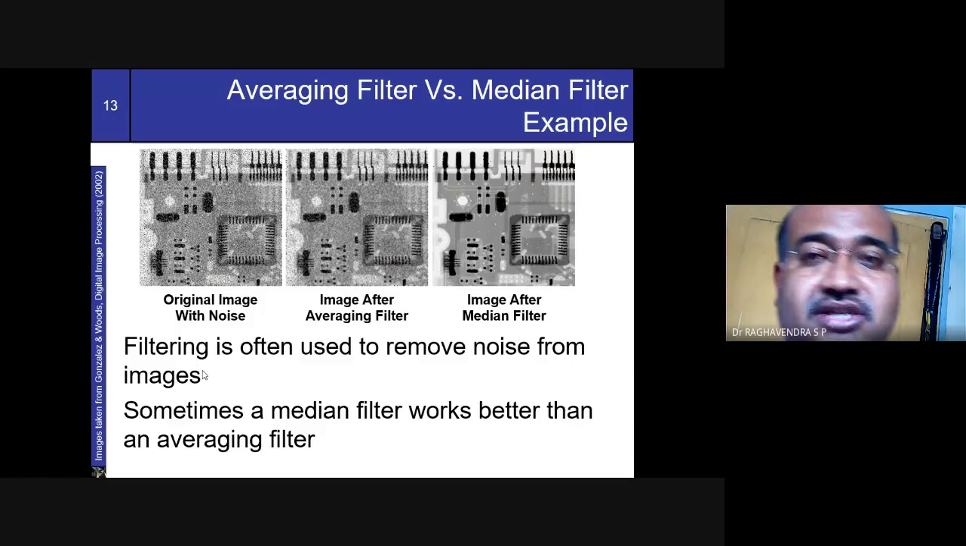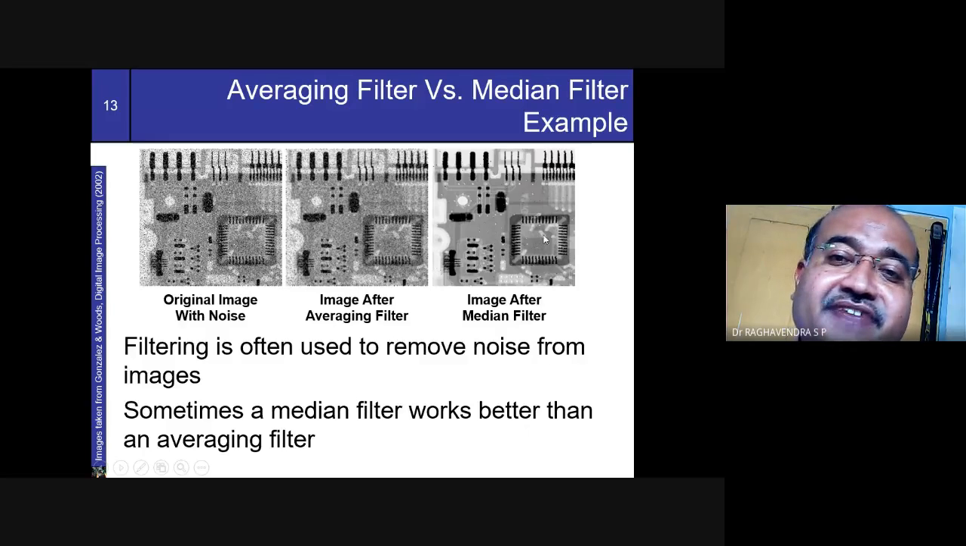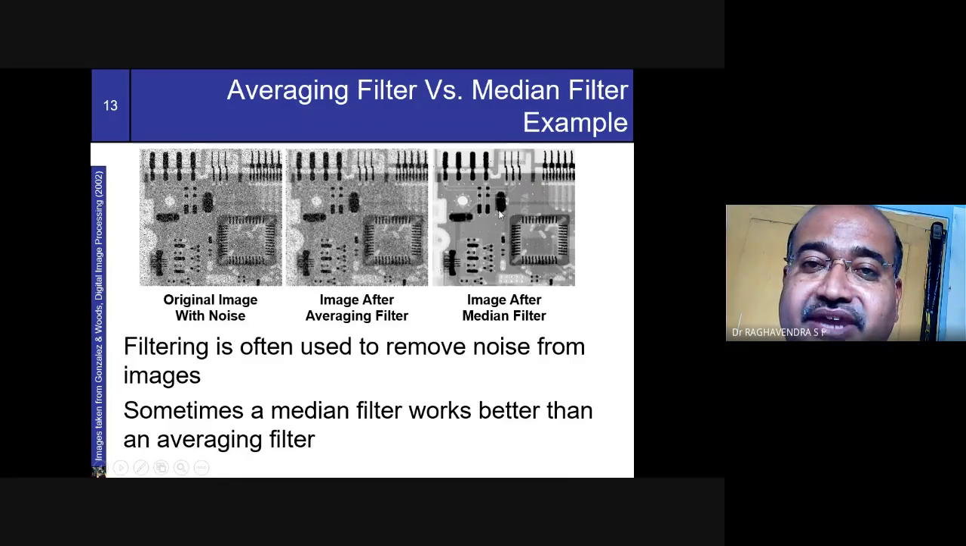Another type of filter is the median filter. Here the original image is a circuit board. This is the image after the average filter, and this is the image after the median filter. In the median filter, we get more details, because the salt and pepper noise is removed.